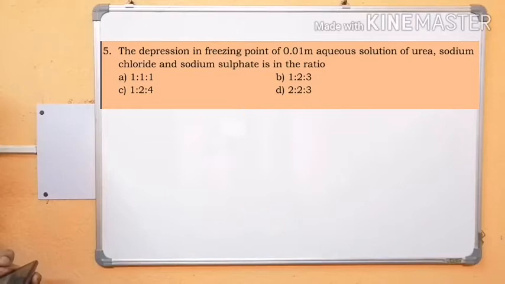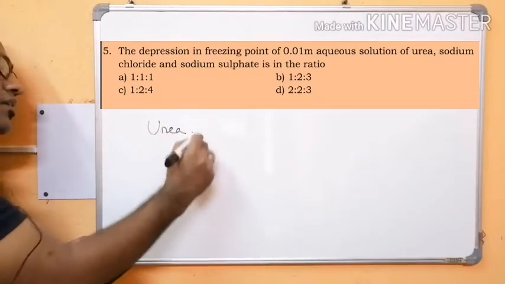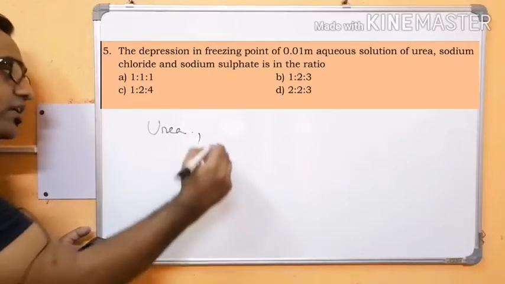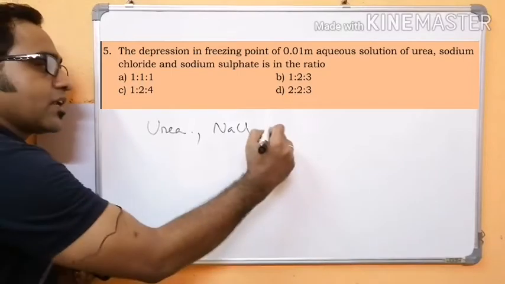The depression in freezing point of 0.01 molar aqueous solution of urea, sodium chloride and sodium sulfate is in the ratio 1:1:1, 1:2:3, 1:2:4 or 2:2:3. So what all things are given? It is urea, then the second one is sodium chloride, then it is sodium sulfate.